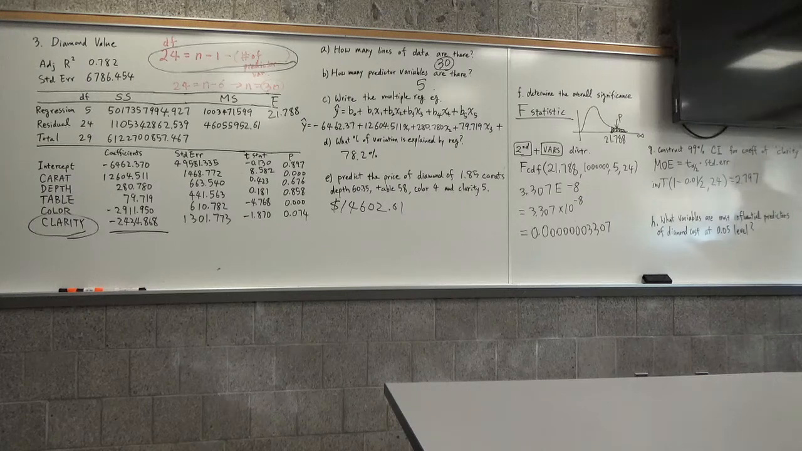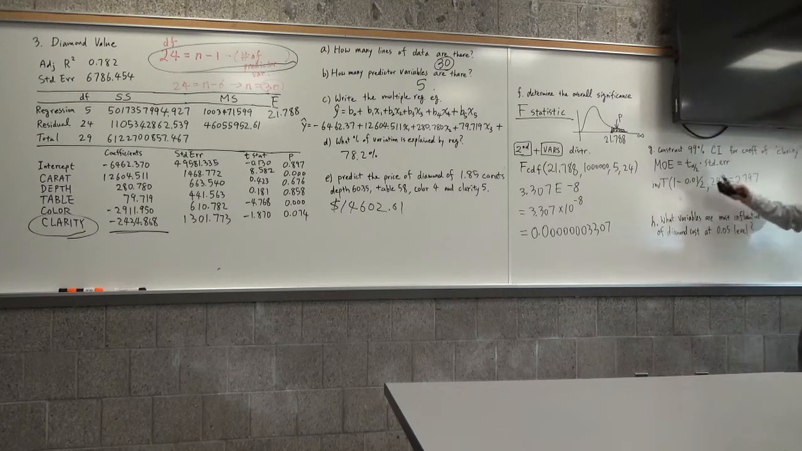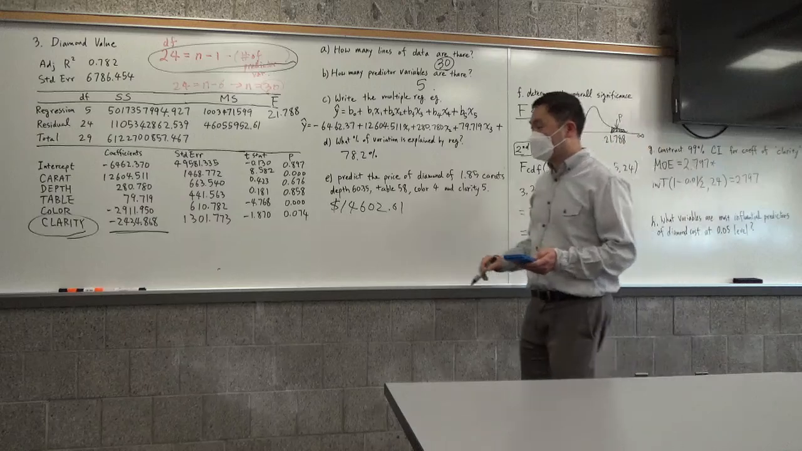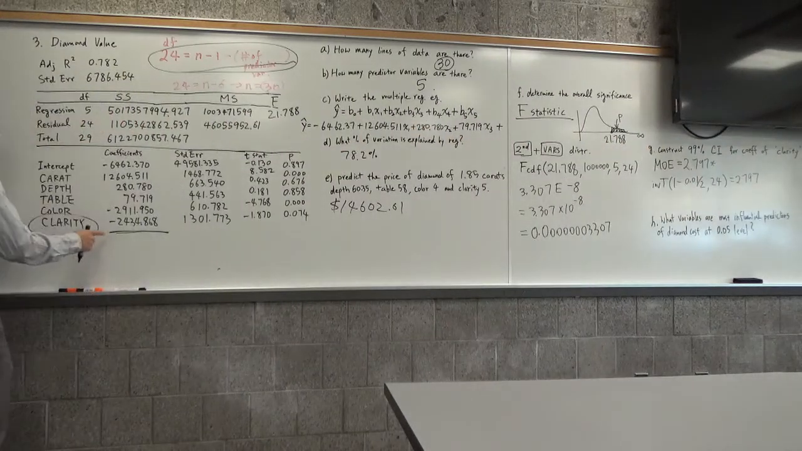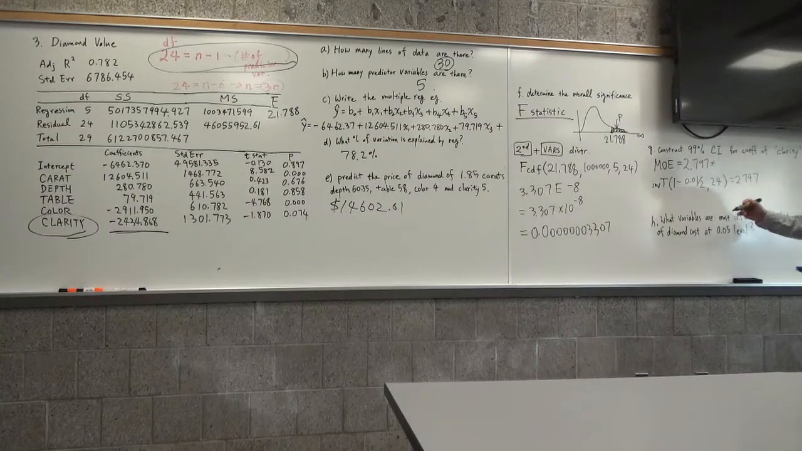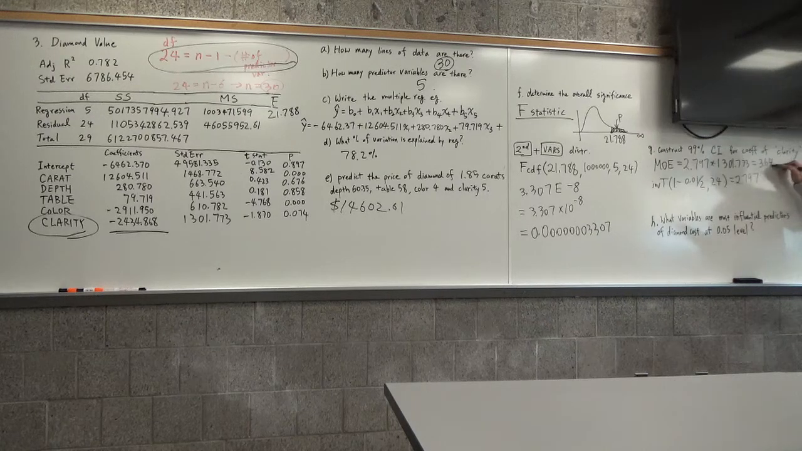Okay. And therefore, the margin of error would now be 2.797 times what? 1301.773. This one, yes. It's that one. Yeah. I was looking at the wrong one for a minute. So it's 1301.773. Did anyone do it for me? Are you doing it? No? Times 1301.773. It's going to be 3640.98.